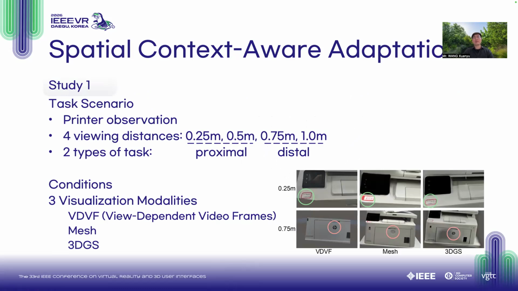In this study, participants assume the role of a remote VR user and complete inspection tasks in four viewing distances. They complete proximal detail examination tasks focusing on text and patterns at the first two distances, and complete distal overall observation tasks focusing on shape and structure at the last two distances. In each trial, there are three visualization modality conditions, which are the view-dependent video frames, 3D Gaussian splatting, and mesh.